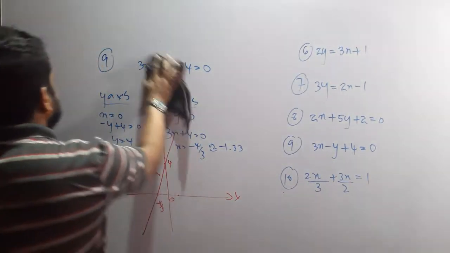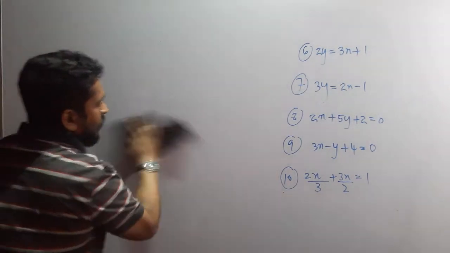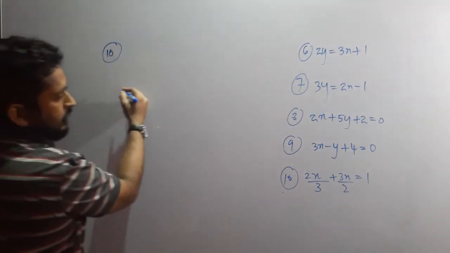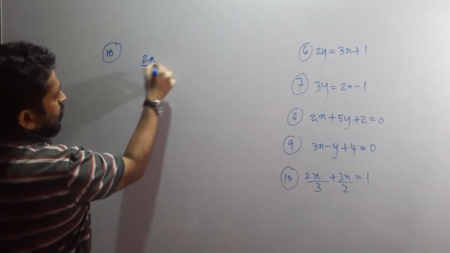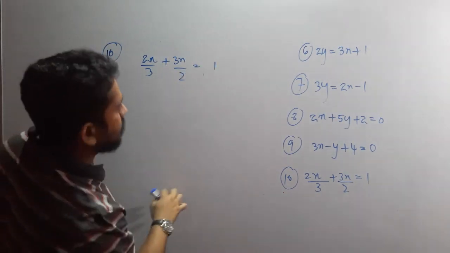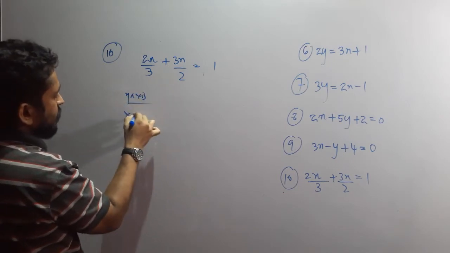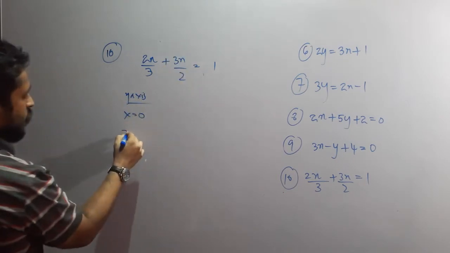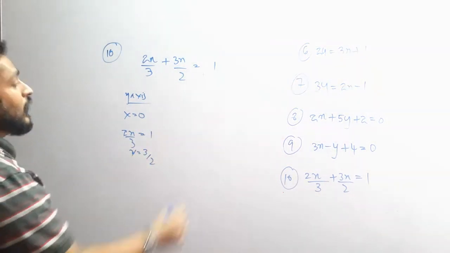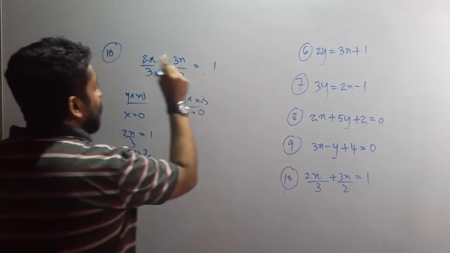Right. 10th question. 2x upon 3 plus 3x upon 2 equals 1. So starting point of y-axis by x equals 0, 2x by 3 equals 1, x equals 3 by 2. Starting point of x-axis by y equals 0.